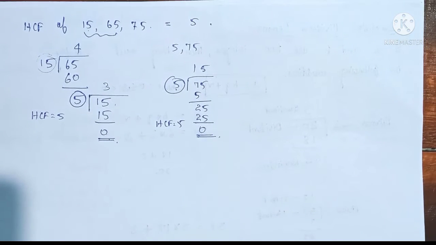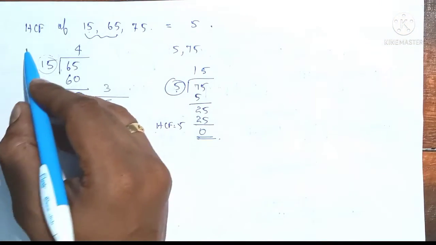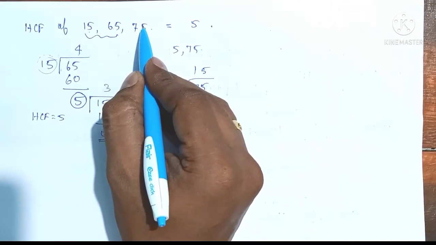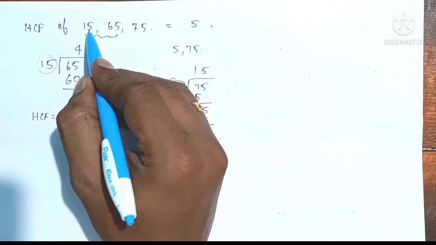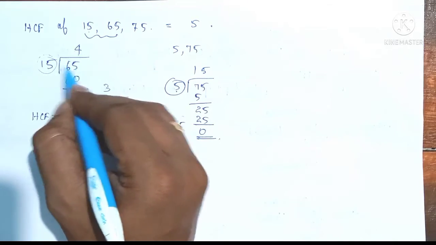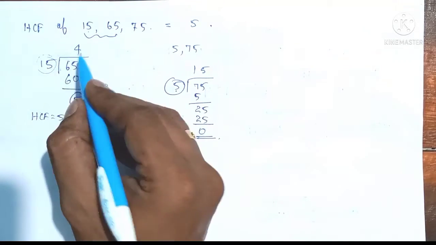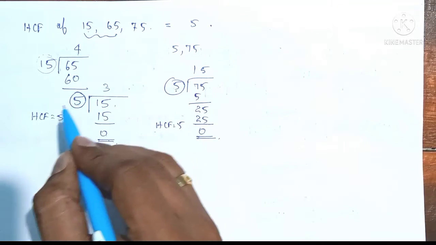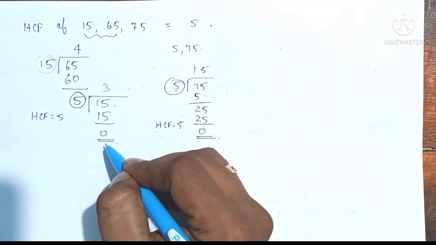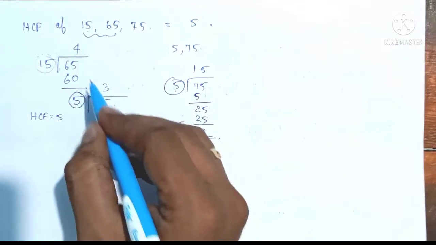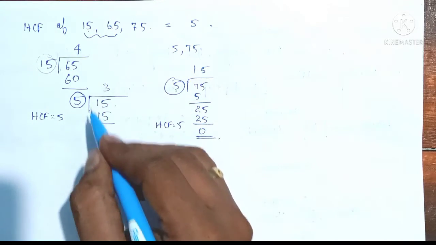And we use this Euclid's division algorithm to find the HCF of different numbers. I will show you how. For example, if you want to find the HCF of 15, 65 and 75, we will take the smallest numbers 15 and 65. 65 is greater than 15, so we will write 65 divided by 15. 4 into 15 is 60. We got remainder 5. We have to continue this step until we get 0 as the remainder. To find the HCF of two numbers, we continue until we get 0 as the remainder.